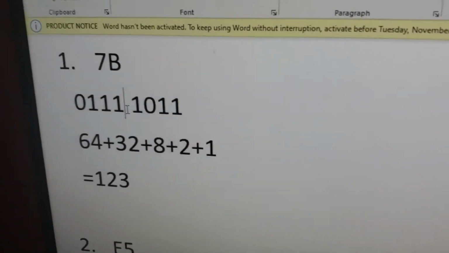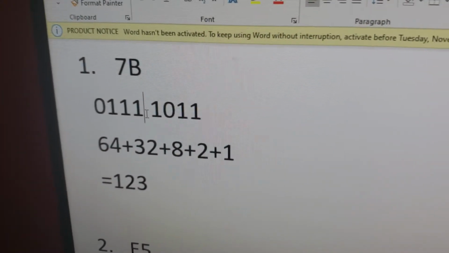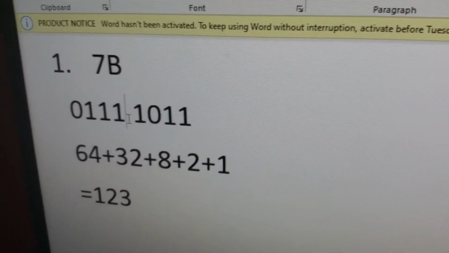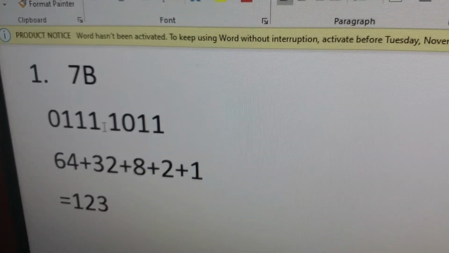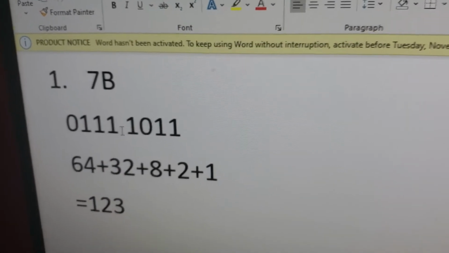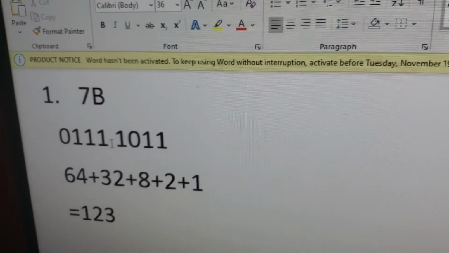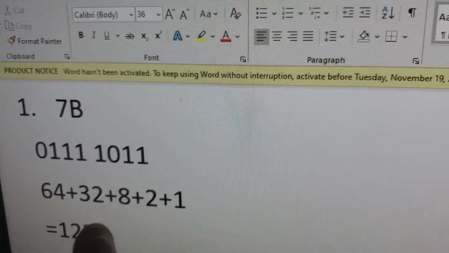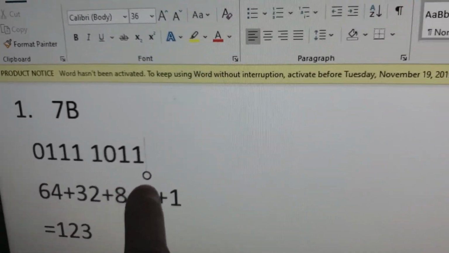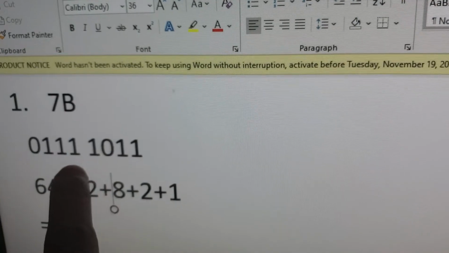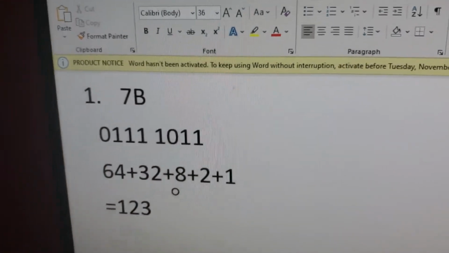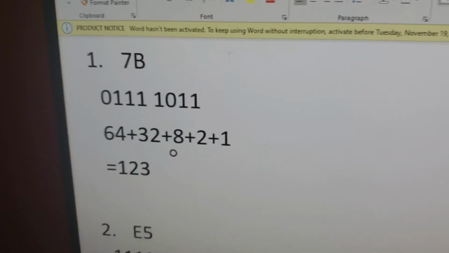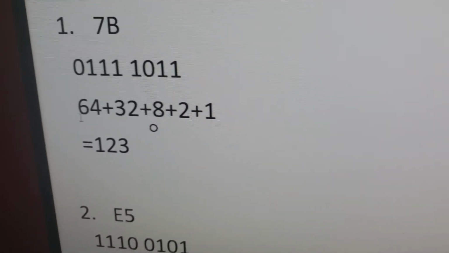After you have all the bits that need to be turned on, from left to right, for both nibbles, you want to add up all the bits that are turned on. Remember that the bits go from 1 to 128. Starting from right here all the way over here, it goes 1, 2, 4, 8, 16, 32, 64, 128. So adding all the bits that are turned on, we're going to add 64 plus 32 plus 8 plus 2 plus 1, which will give us 123 in decimal. So let's go on to the next problem.